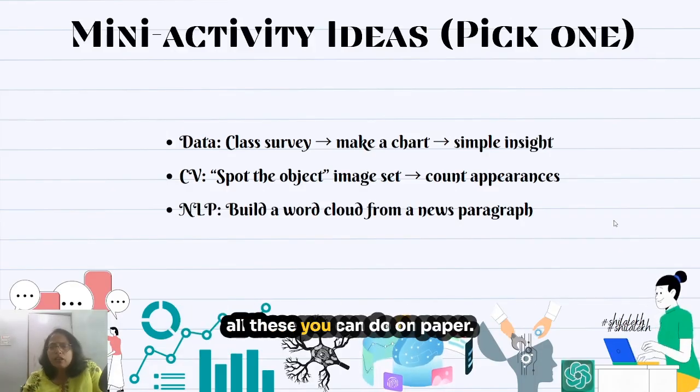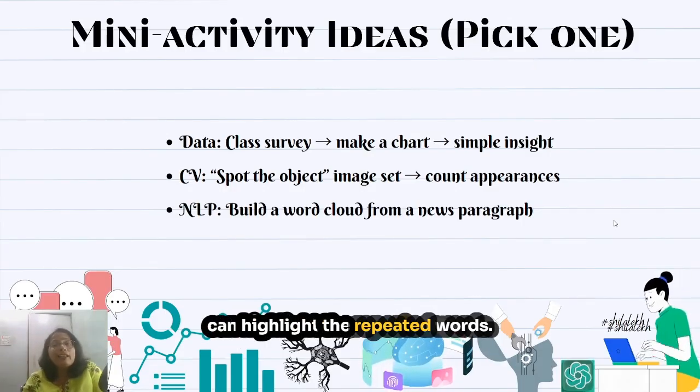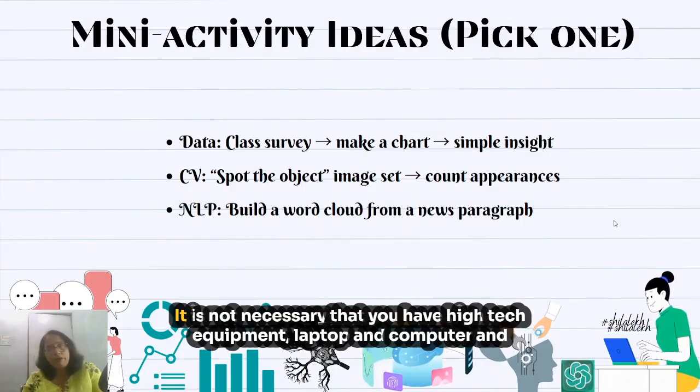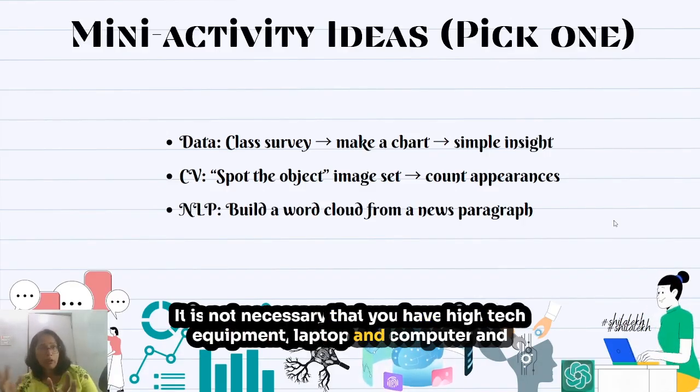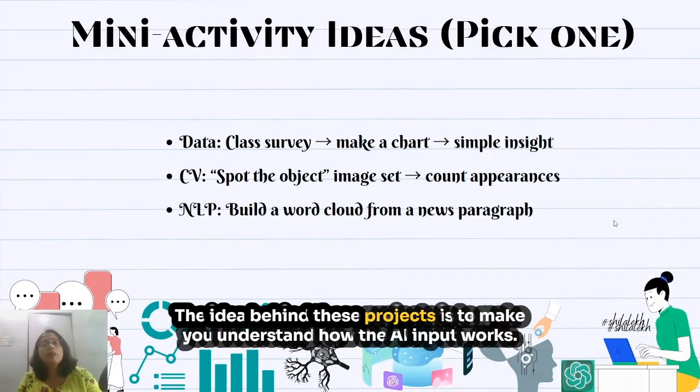All these you can do on paper. If you have to make a chart, you can draw, or you can count manually, or you can highlight the repeated words, make a circle around them in the news paragraph itself. It is not necessary that you have high-tech equipment, laptop and computer and scanner to work with these projects. The idea behind these projects is to make you understand how the AI input works.